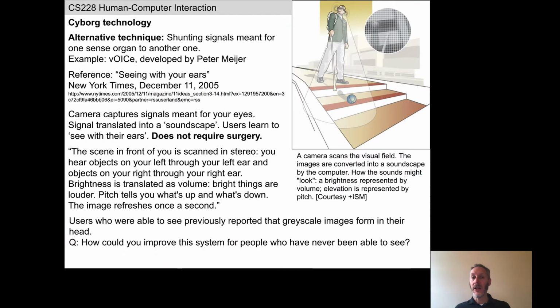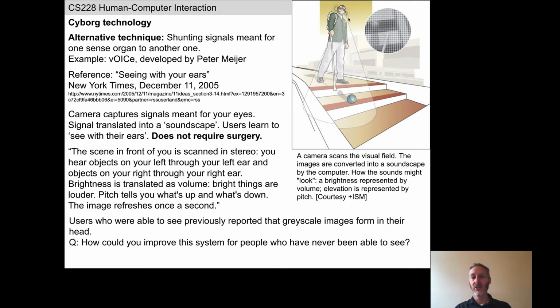Okay, so a lot of challenges there on the wearer side of adapting to the technology. Let's look at some others that are related. Here's another one. This is meant for blind subjects. This is an interesting idea where instead of trying to bypass the damaged sense organ, which in this case is the eyes, and supply a signal directly to the brain, they're going to capture a signal that is meant for the eyes and send it to the ears instead.